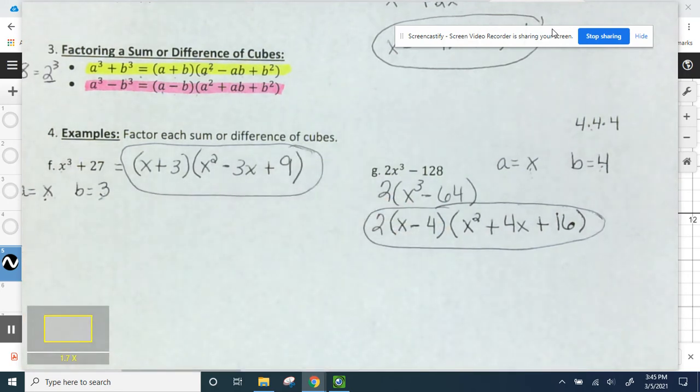Okay, that's how you factor a sum or a difference of cubes. If you have questions, let me know.